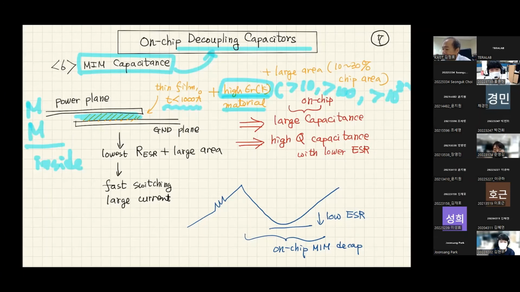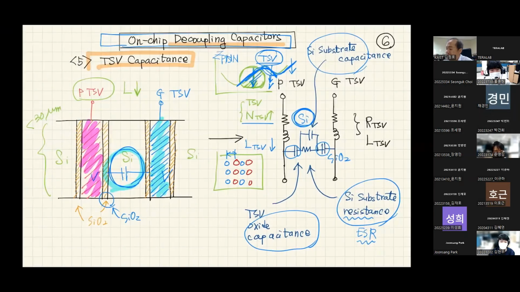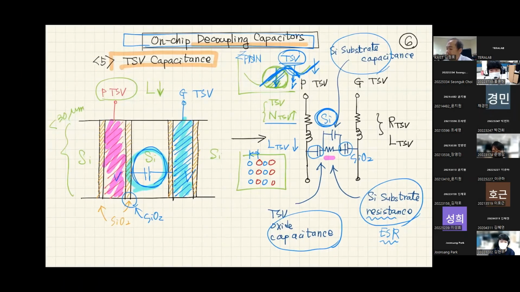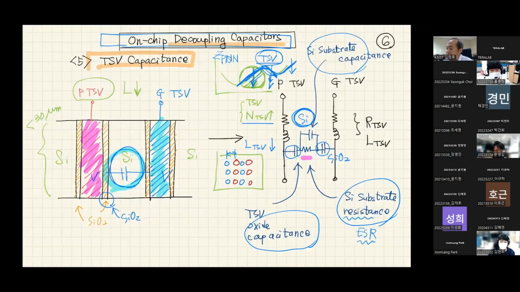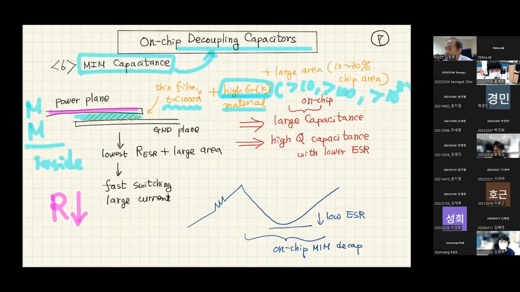The advantage of this MIM capacitance is that resistance is very small compared to TSV. TSV has silicon resistance, and the gate oxide film has gate resistance. But this metal has very little resistance because of the metal plane, and it has a little bit of resistance in the ground plane inside the chip. If you have a whole chip, some part of that area may have this kind of MIM capacitance.